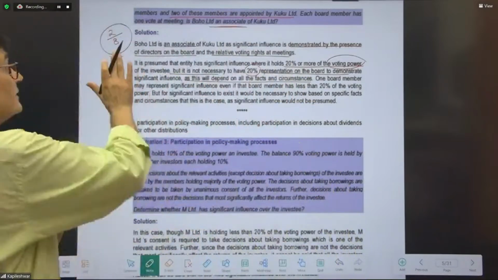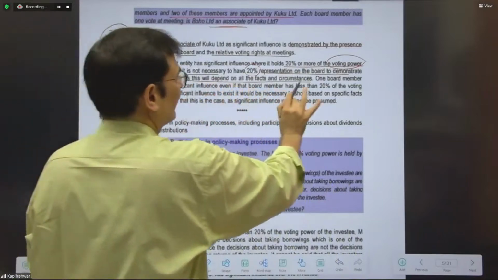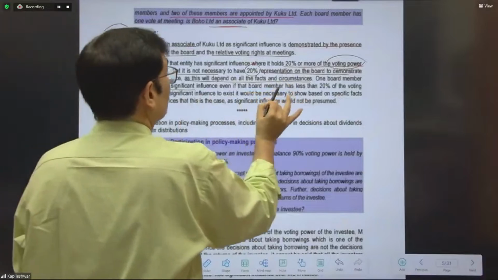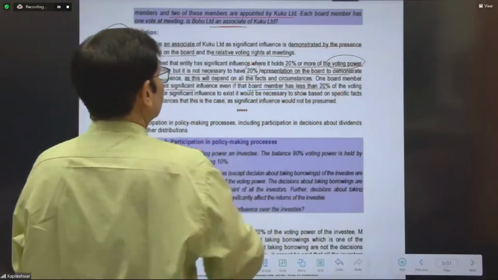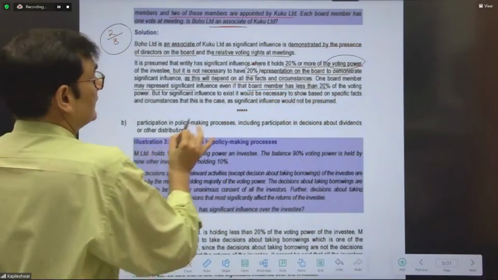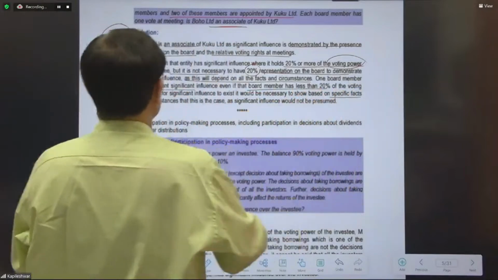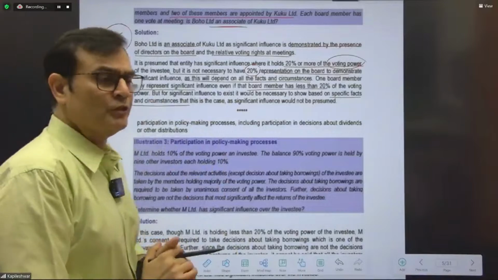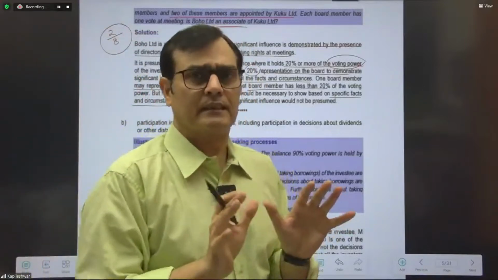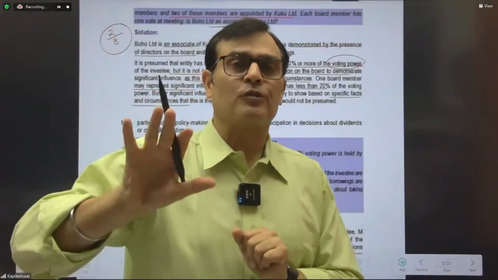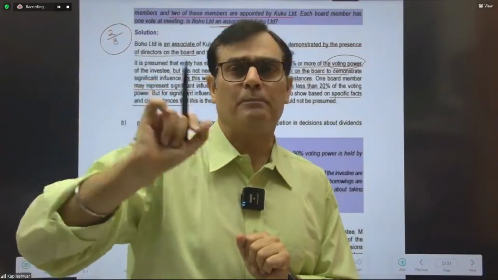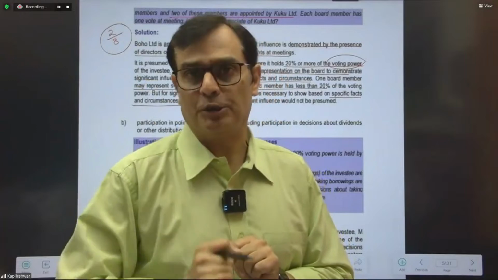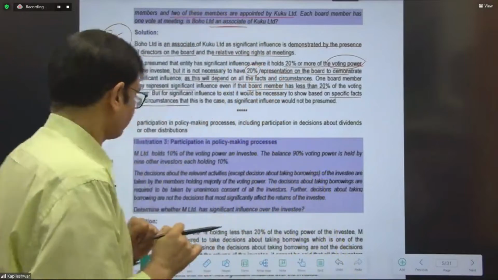So you cannot take this as evidence, but you need to look at the facts of the case. One board member may represent a significant influence even if he's got less than 20% voting power. It is necessary to look at the specific facts and circumstances in this case. So you need to basically see the facts of the case. It can be judgmental in nature. So the thumb rule is based on voting power and not on the basis of the representation percentage on the board of directors.